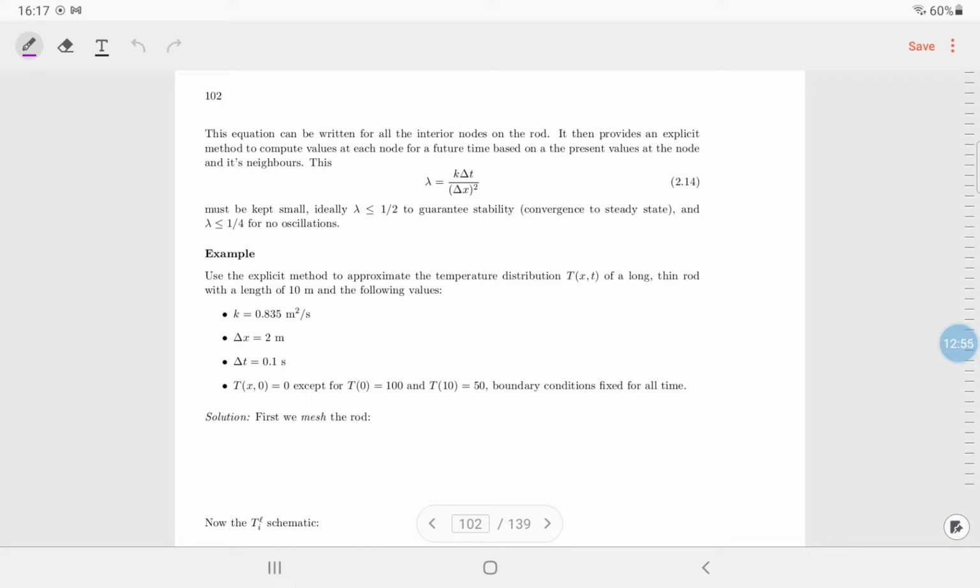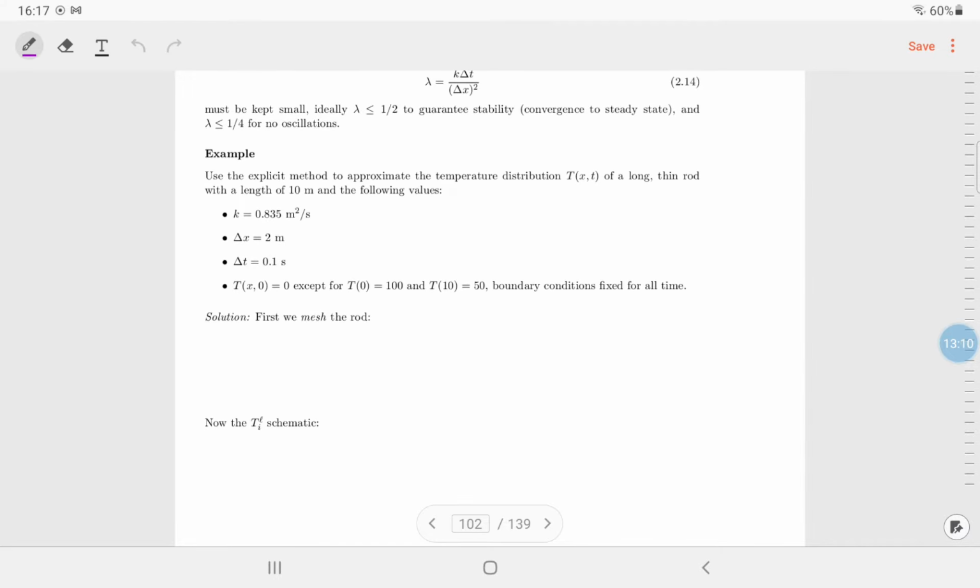Okay, so here we go. Use the explicit method, this is called the explicit method, by the way. There's an implicit method, but we won't be looking at it, to approximate the temperature distribution of a long thin rod with a length of 10 meters and the following values.